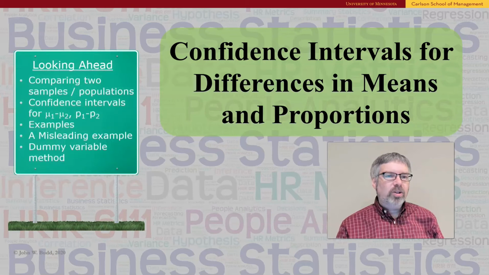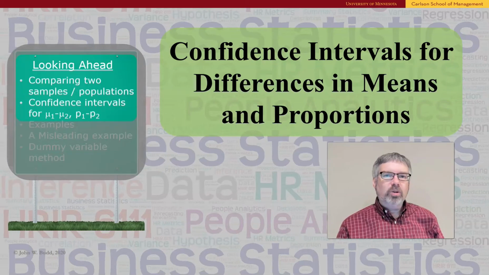To try to keep the videos from becoming too long, I'm going to break them up into two companion videos. In this video, I'm going to focus more on the sampling distributions and end up with the formulas for confidence intervals for difference in two means or difference in two proportions. And then in the follow-up companion video, we'll do some examples.